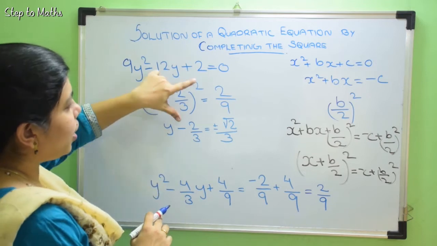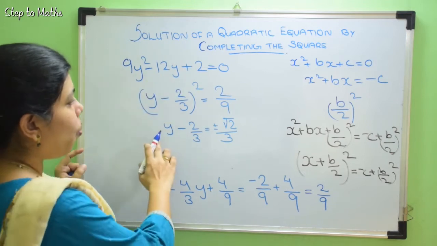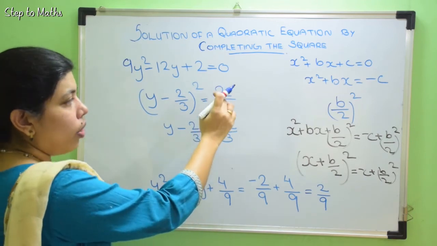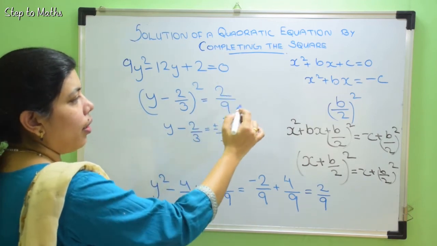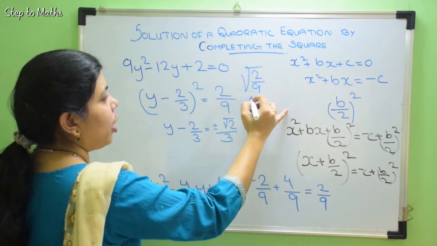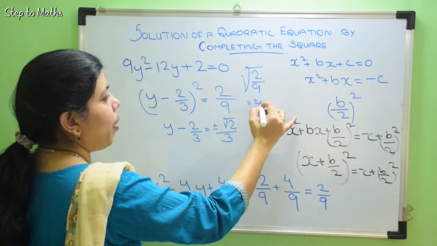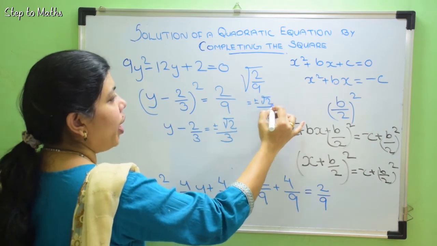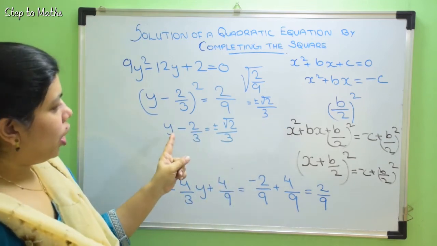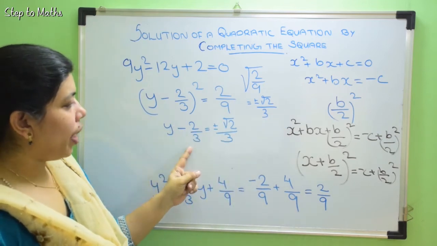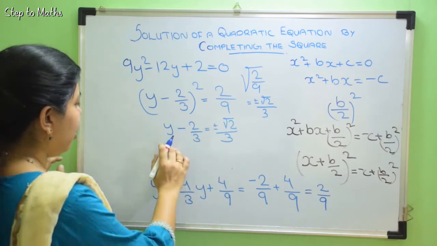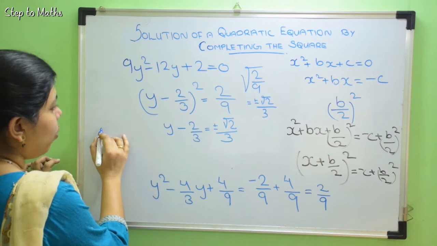Y minus 2 by 3 square, its root is y minus 2 by 3. And what is the root of 2 by 9? Root of 2 by 9 equals plus or minus root 2 by root 9, which is 3. Now we get y minus 2 by 3 is equal to plus or minus root 2 by 3. Then what is the value of y?